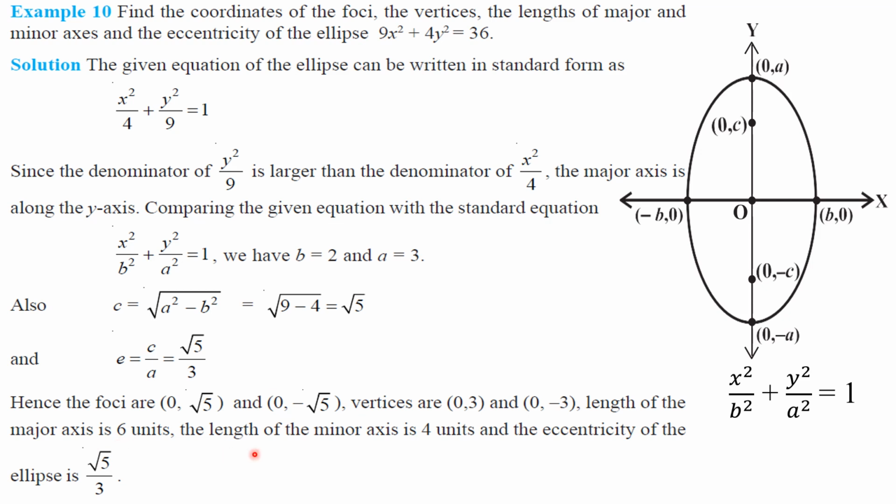Right. Now come to the length of the minor axis. What is the formula for the length of the minor axis? 2b. So 2 into, what is the value of b here? 2. So 2 twos are 4 units. Understood this point, my children? Right. And what is the eccentricity of the ellipse? We have found here: e is equal to root 5 by 3. Understood this example, my children?